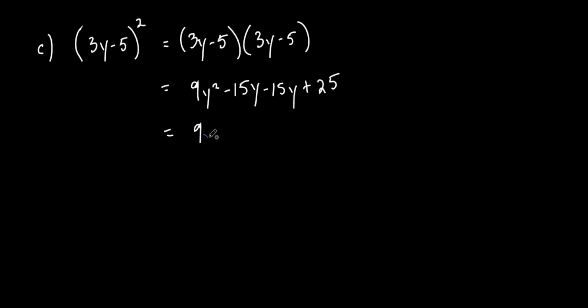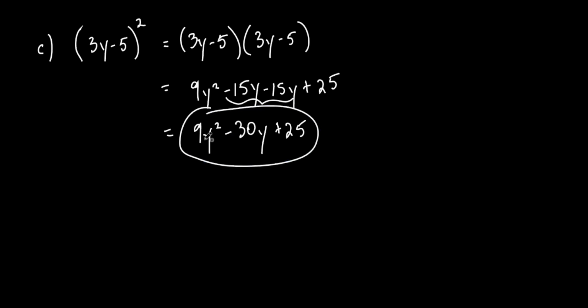9y squared. What happens here? It's minus 30y. That does not add up to 0, does it? And then plus 25. That is your answer. Eventually, maybe Monday, I haven't even looked at that next lesson yet, but in the next 1 or 2 lessons, they're going to have you take this and make it look like this. But all you have to do right now is get that as the answer. That's all you have to do.